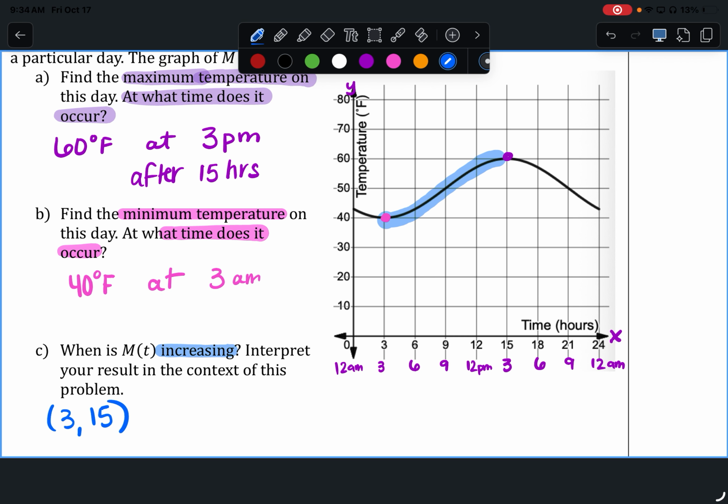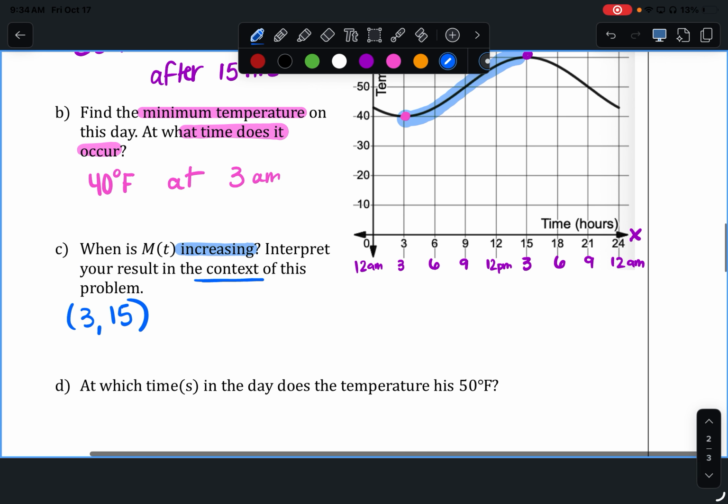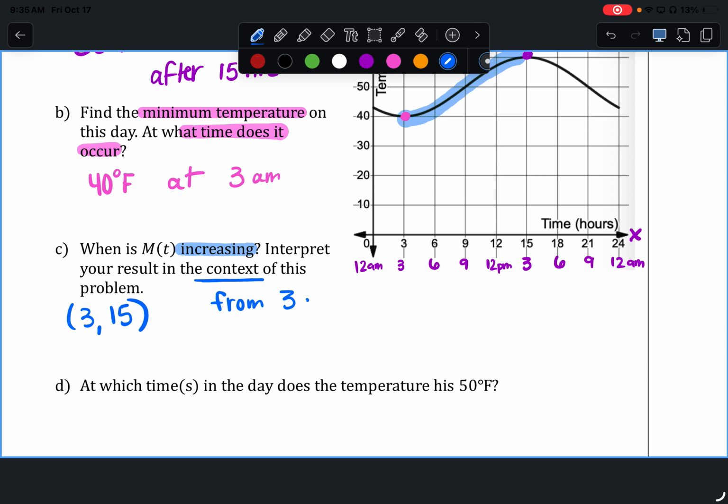And then it asks us to tell us this in context, okay? So that would be from 3 a.m. to 3 p.m. the temp is increasing. Why is the temperature increasing from 3 a.m. to 3 p.m.? What's happening? It's getting hot, but why is it getting hot? The sun's rising, okay? The temperature is increasing with the sun.